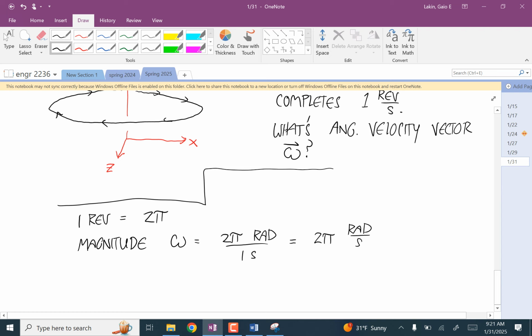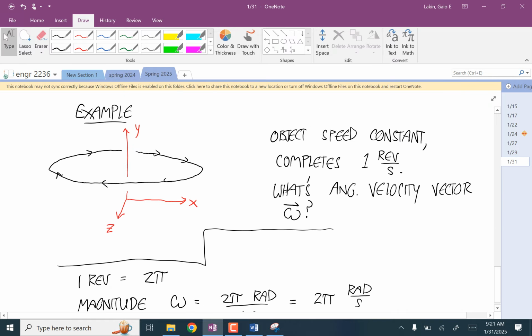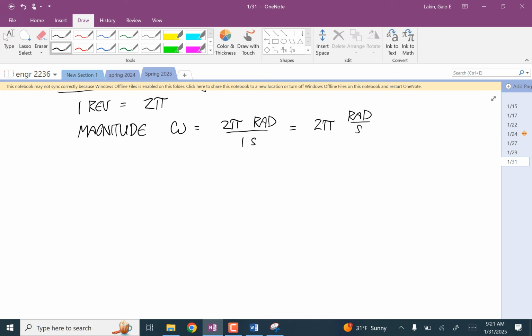And now we have to think about the direction. This goes according to the right-hand rule. Have you all seen the right-hand rule before? Anybody not seen that yet? Have your fingers curl in the direction of the motion. Your thumb is the direction of the vector. I should have given a different example. In this case, the direction of the vector is in the negative y. And so as a vector, this is 0, negative 2 pi, 0.